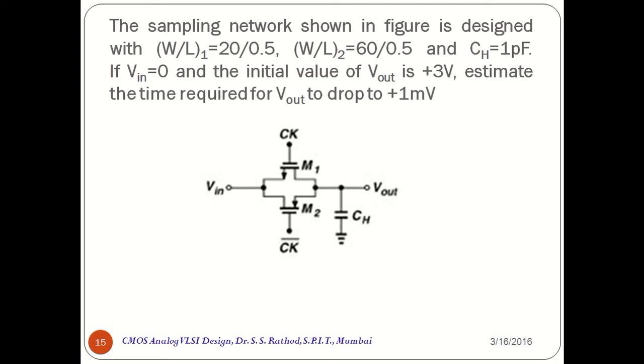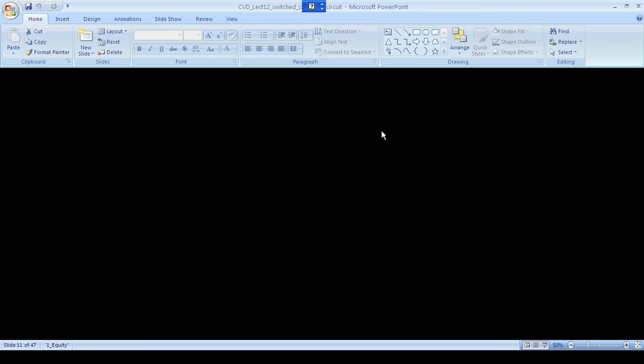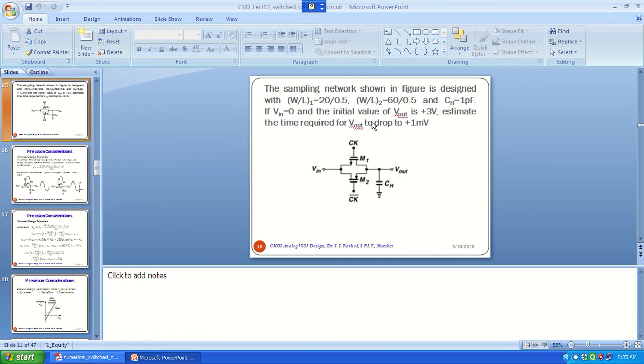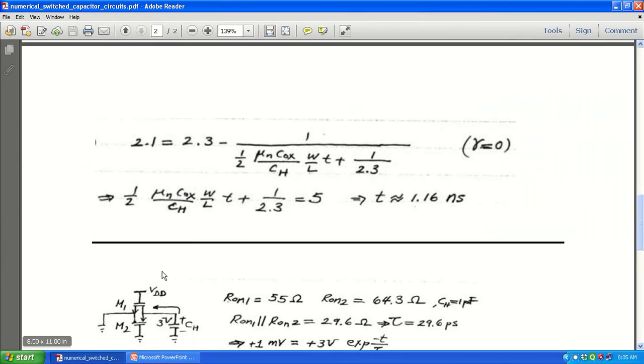So this is the sampling network shown, and it is designed with W by L of 1 as 20 by 0.5 and W by L of 2 as 60 by 0.5. CH, the holding capacitor, is 1 picofarad, and the input is equal to 0. The initial value of Vout is plus 3 volts. You have to calculate the time required for the output voltage to drop to plus 1 millivolt. So how are you going to solve this? We have to calculate Vout.